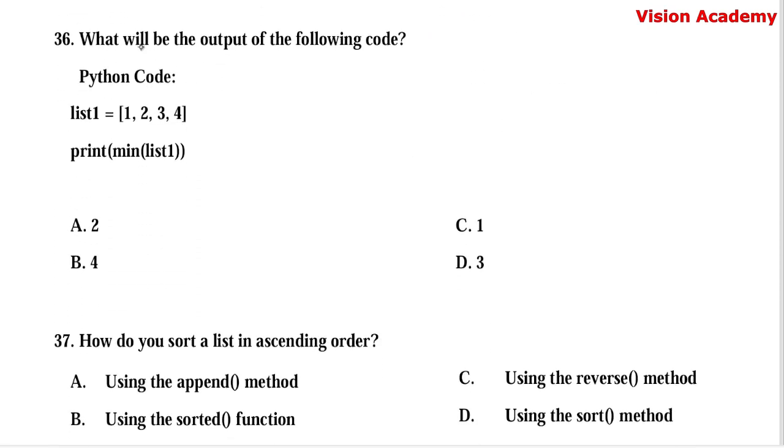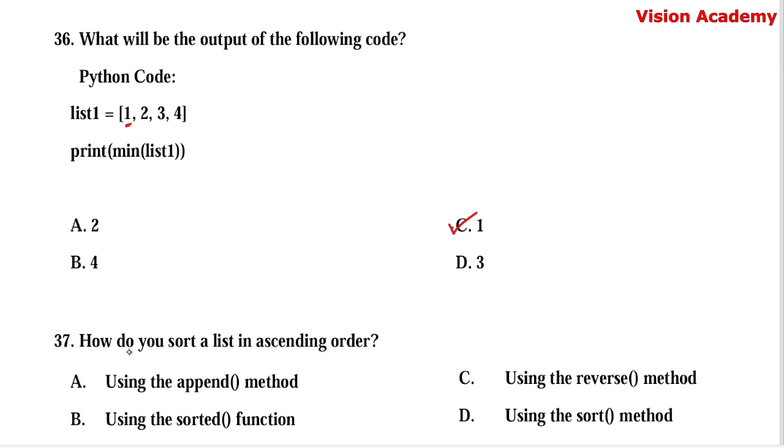Question number 36. What will be the output of the following code? Python code: list1 = [1, 2, 3, 4], print(min(list1)). Option A is 2, B is 4, C is 1, D is 3. Among these 4 elements, the minimum element value is 1. Hence option C, 1, is the right answer.